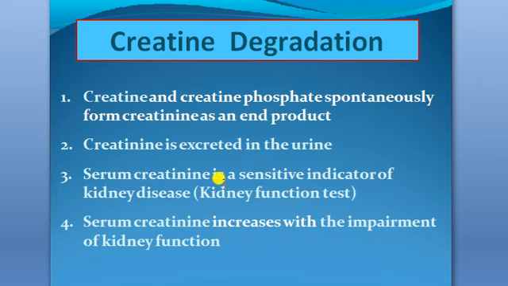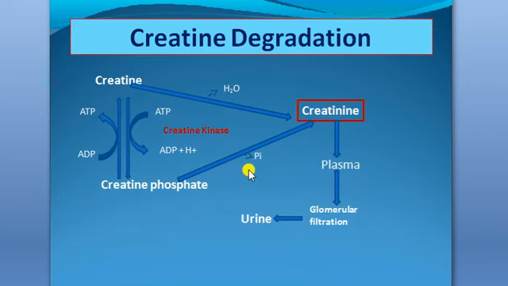So serum creatinine is a sensitive indicator of kidney diseases. Serum creatinine increases with the impairment of kidney function. If the kidney is impaired, then automatically the serum creatinine increases. See how: creatine and creatine phosphate form creatinine, which enters the blood, nothing but plasma, and undergoes glomerular filtration. Because the blood compulsorily flows into the kidney, the blood contains the creatinine, which after glomerular filtration is excreted through the urine.